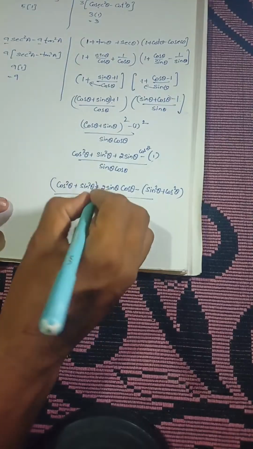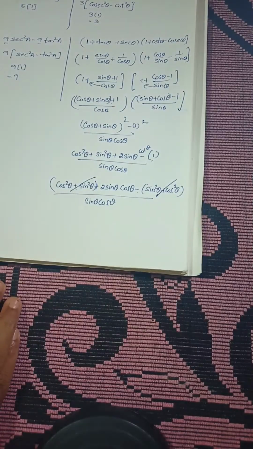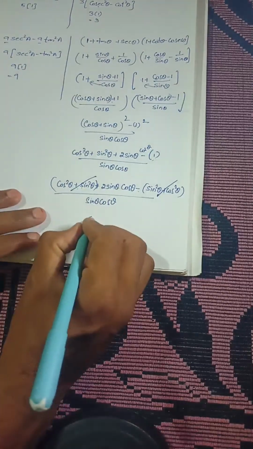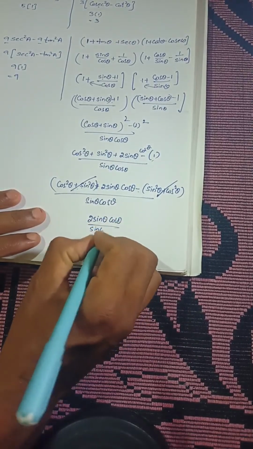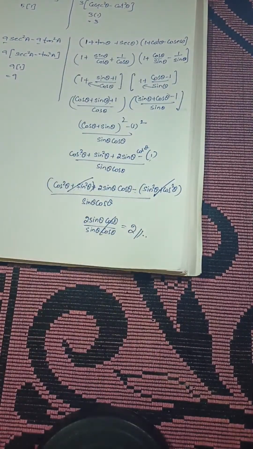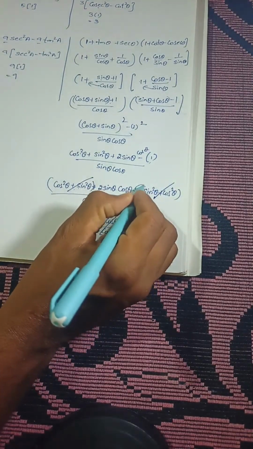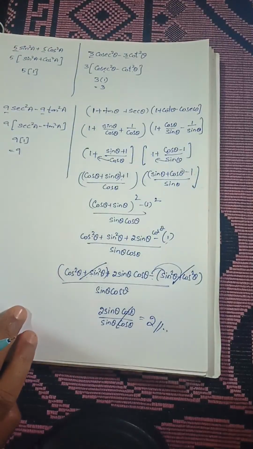See, this is plus cos square theta minus sin square theta. This is minus sin square theta. Both will get cancelled. The remaining is 2 sin theta cos theta by sin theta cos theta. Both will get cancelled. We are going to get the answer. If you multiply, plus into minus is minus, plus into minus is minus, both will get cancelled. No need to worry about it. Yes, please write it down.